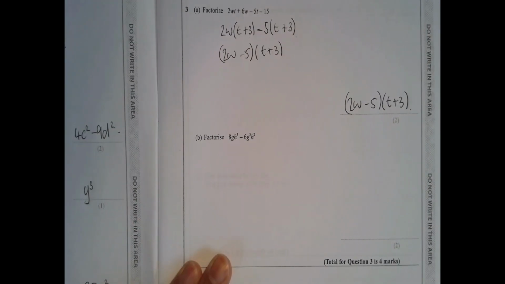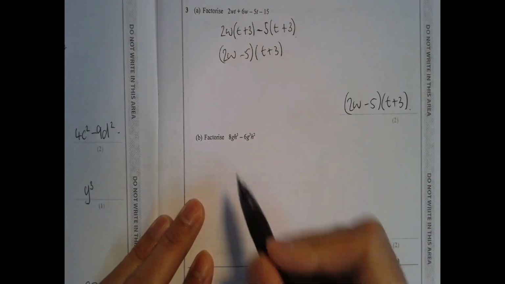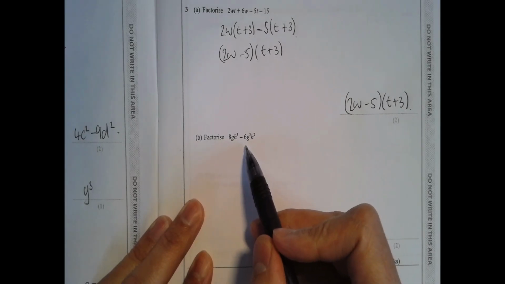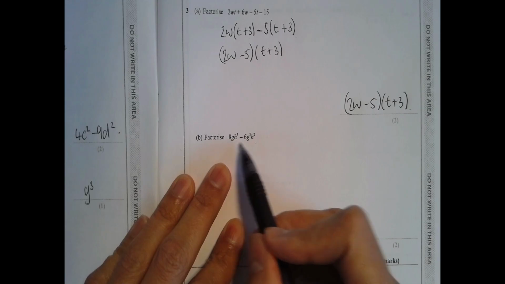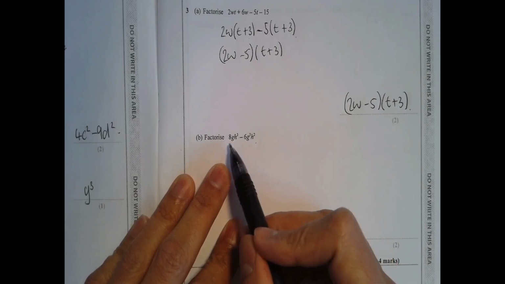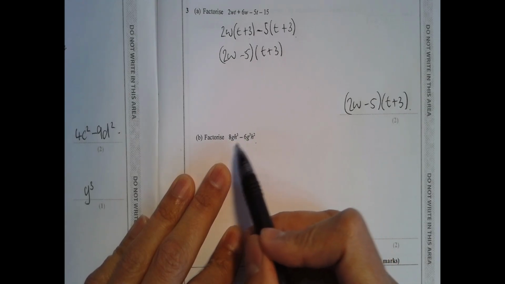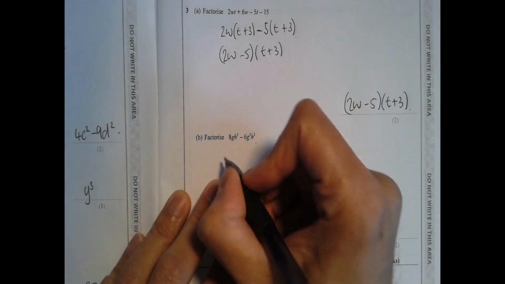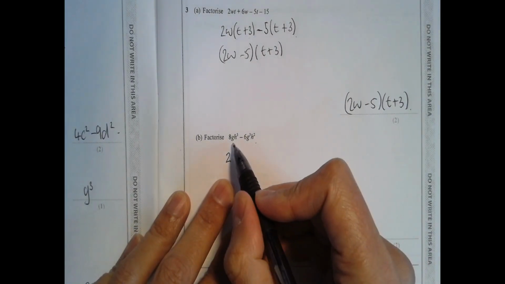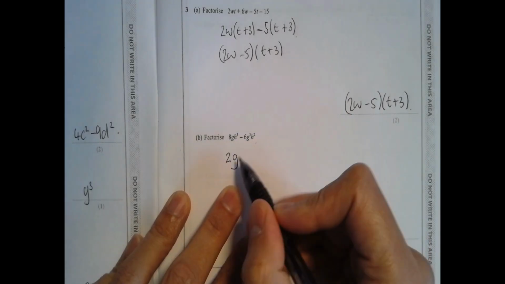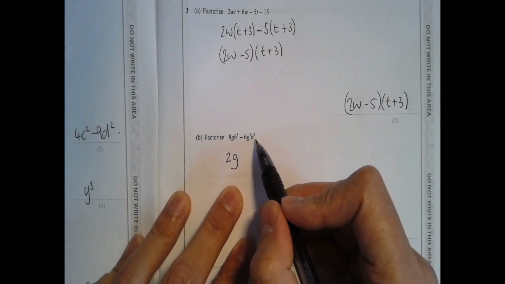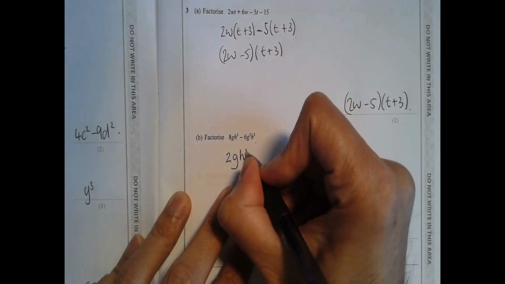Okay, the second part of this question, I want to factorise 8gh cubed take away 6g cubed h squared. So for this here, I'm just going to look for the common factors. If I just look at the numbers, the common factor of 8 and 6 is going to be 2. And if I look at the g part, I can see that the common factor of g and g cubed is going to be g. And then the common factor of h cubed and h squared, the highest common factor is going to be h squared. So that's going to be outside of my brackets.